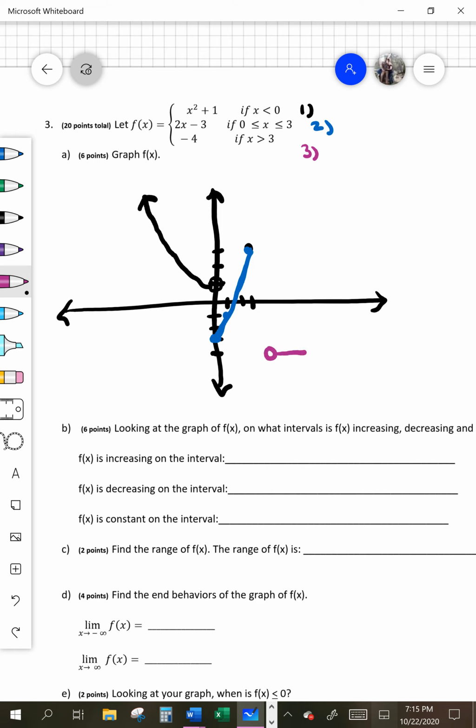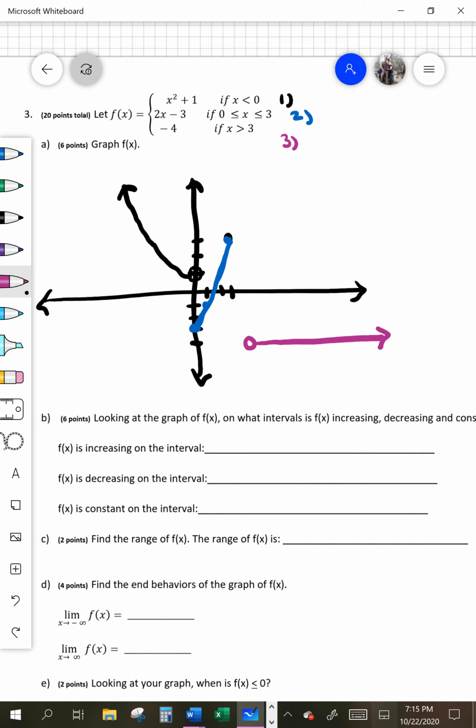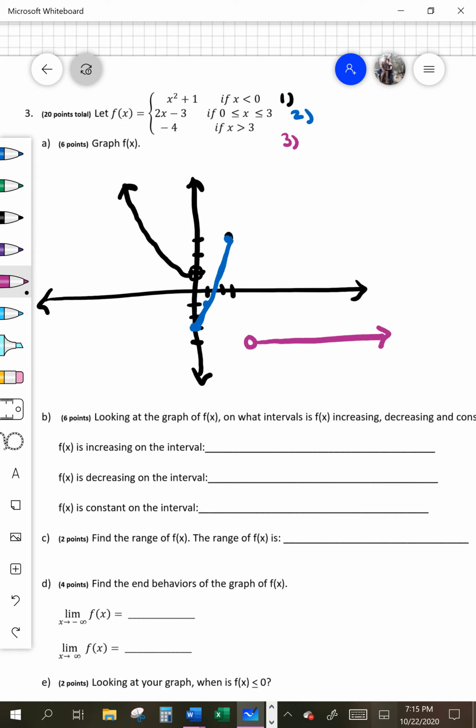And then we have a horizontal line as x goes to infinity. So looking at this, where's our graph increasing, decreasing, or constant? And so f of x is increasing. So we talked about this where we are going up from left to right. We are going up here when we're looking at x values, when we're looking at intervals, from 0 to positive 3.